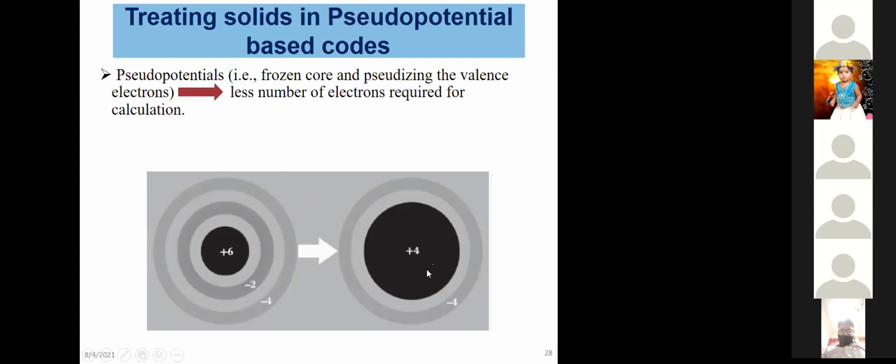When you consider pseudo potential, what we do is the core electrons are considered into the nucleus. So our nucleus charge will now be reduced from 6 to 4, because these -2 electrons are now considered as part of the nucleus. So our nuclear potential will be approximated, okay, and our total electrons remaining in the atom will be -4. So now we have reduced the nuclear potential, and also we have reduced the number of electrons in the system. So in this way, our computation will become less expensive.